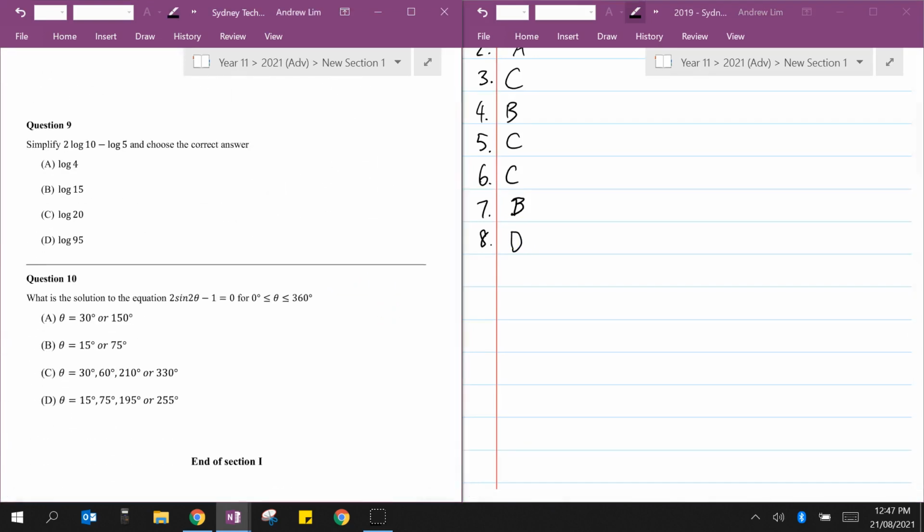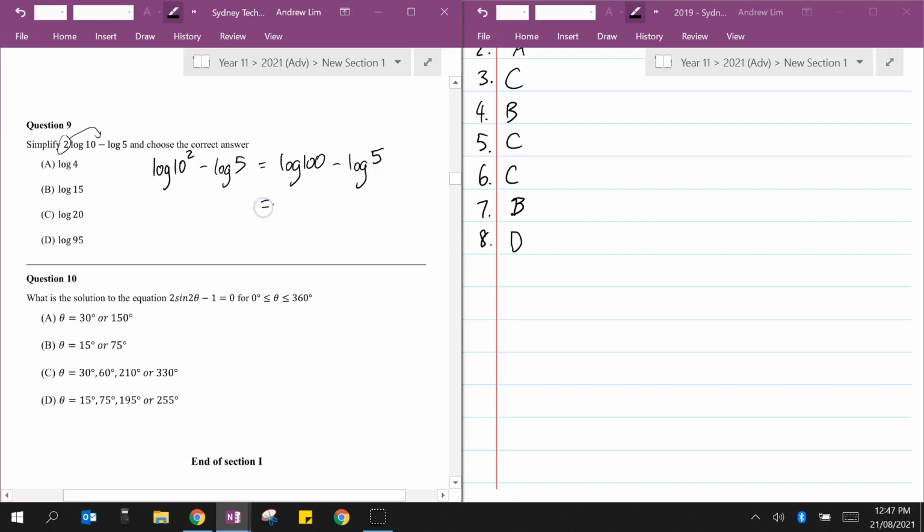Question 9. Simplify 2 log 10 minus log 5 and choose the correct answer. So 2 log 10, we can rewrite that as log 10 squared. So it's like reversing it. Using the log law, normally we would bring down the power, but here we're reversing it. We're putting this 2 back up as the power, minus log 5. So technically that's log 100 minus log 5.